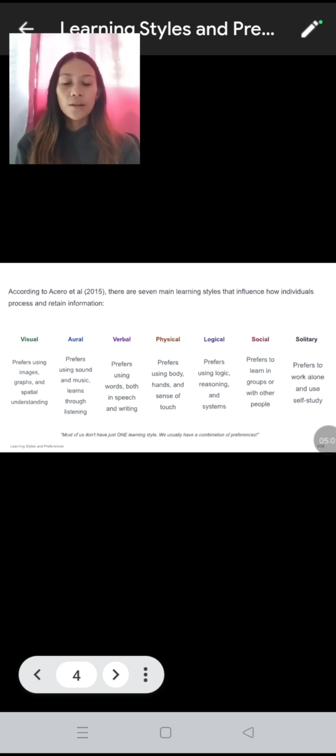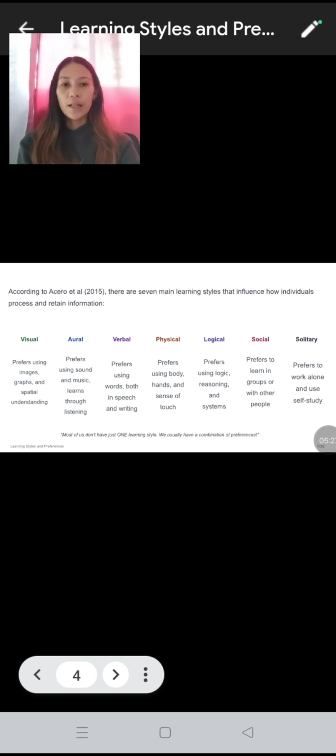Fourth is physical or kinesthetic learning style. This style is for people who learn best by doing or moving, and prefer using their body, hands, and sense of touch. If you need to build models, conduct experiments, or move around while studying to grasp a concept, you might be a physical learner.